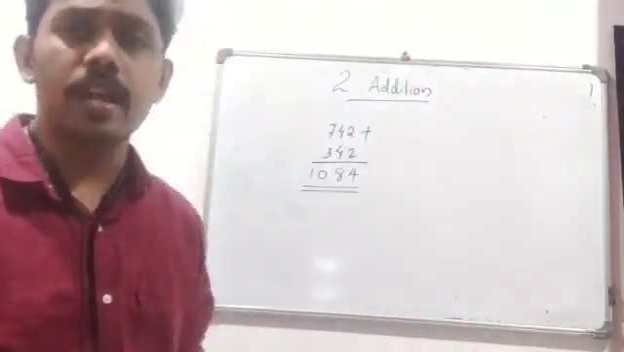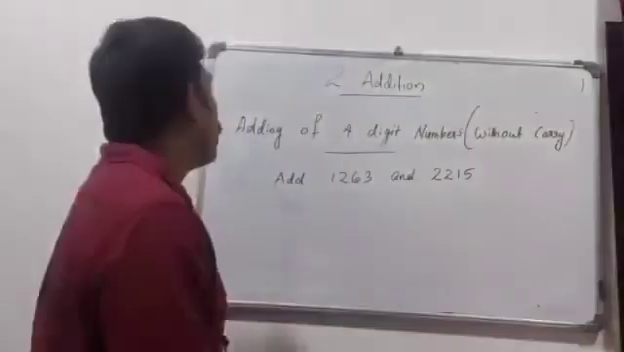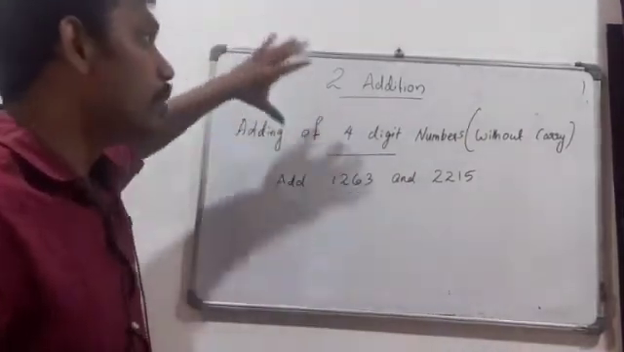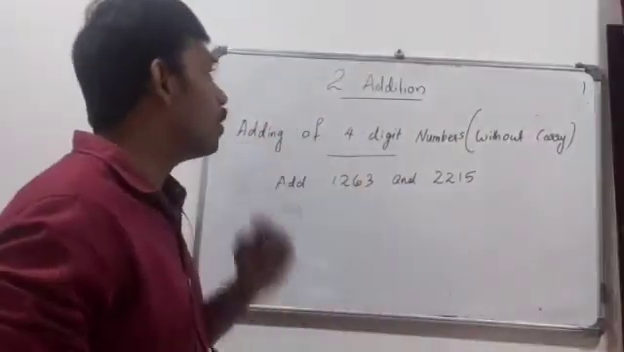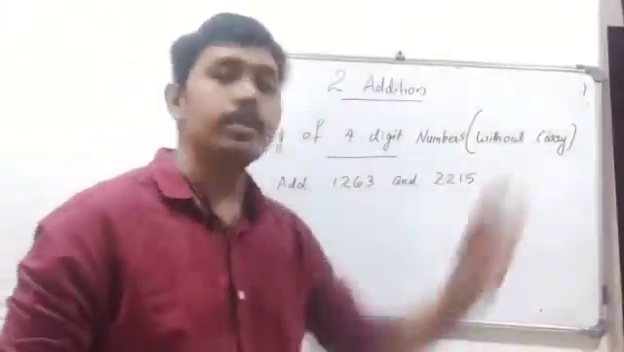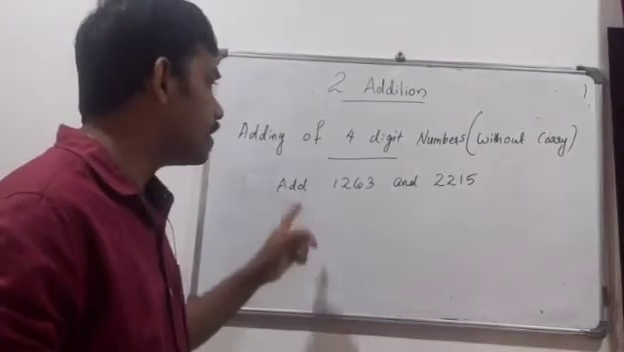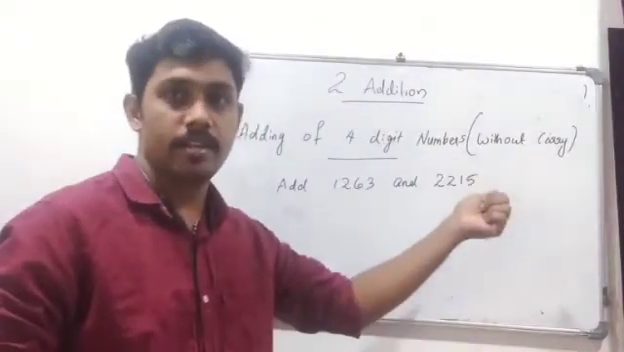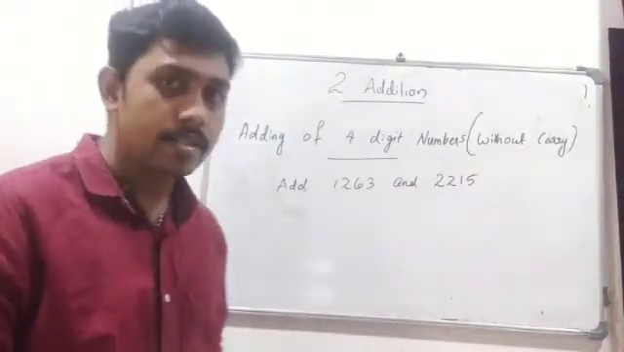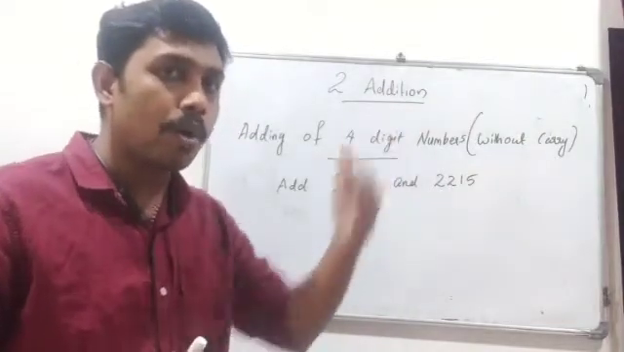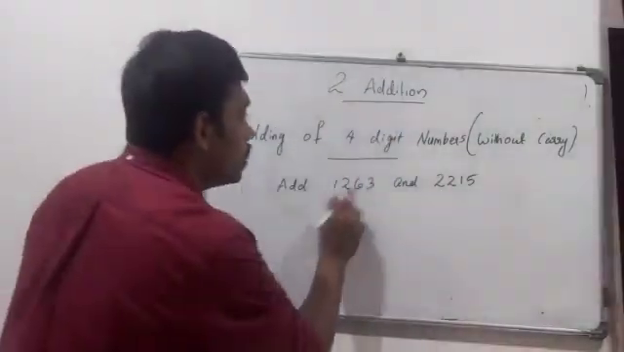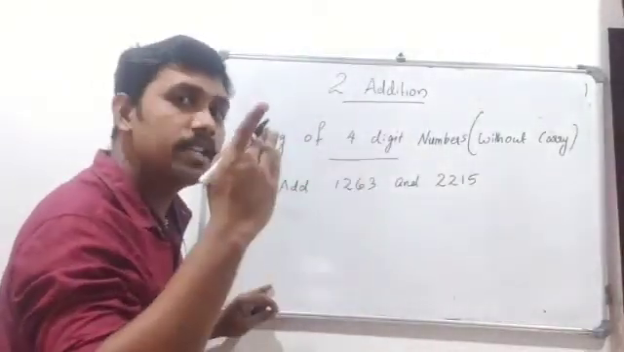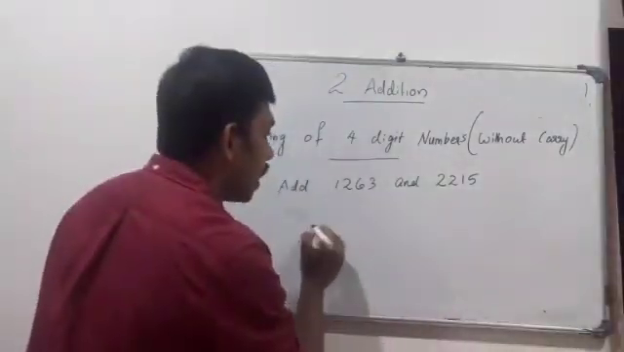Let's do some examples. Adding 4-digit numbers without carry. In this chapter we are going to add 4-digit numbers, and first we are going to add 4-digit numbers without carry. Here we have an example, 1263 and 2215. We have to add these two numbers. First we write the given numbers column-wise. These two numbers have 4 digits, that is, ones place, tens place, hundreds place and then thousands place.